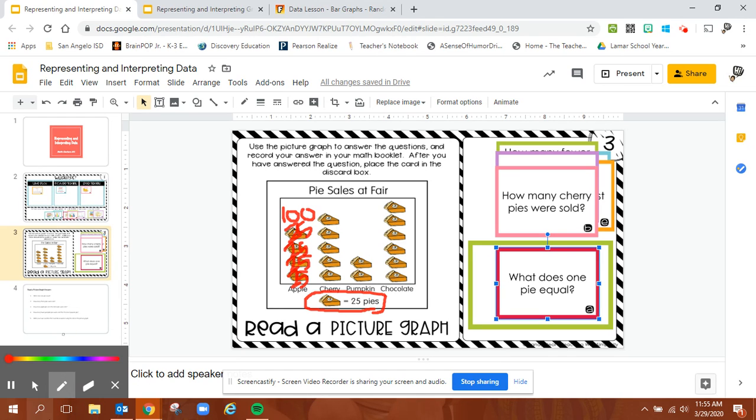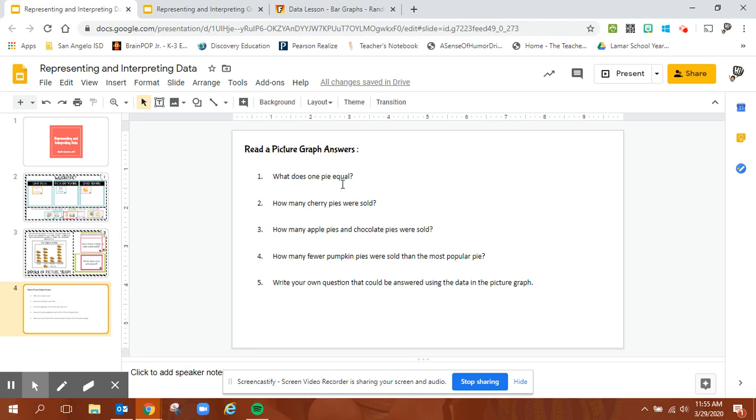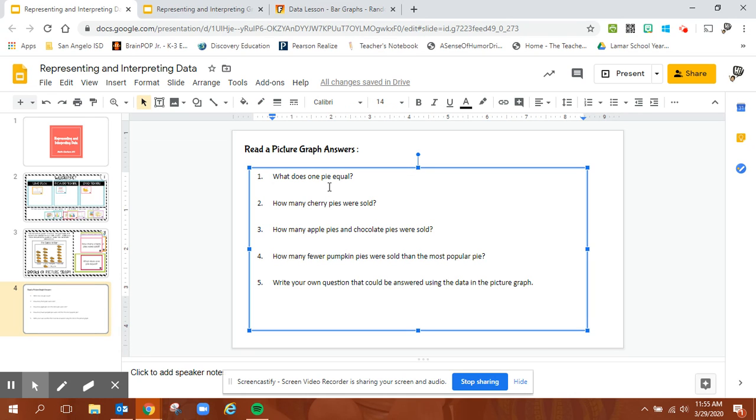So what you're going to do is go right here and you should be able to just click. And on number 1 where it says what does 1 pie equal, you're going to put 25, okay?